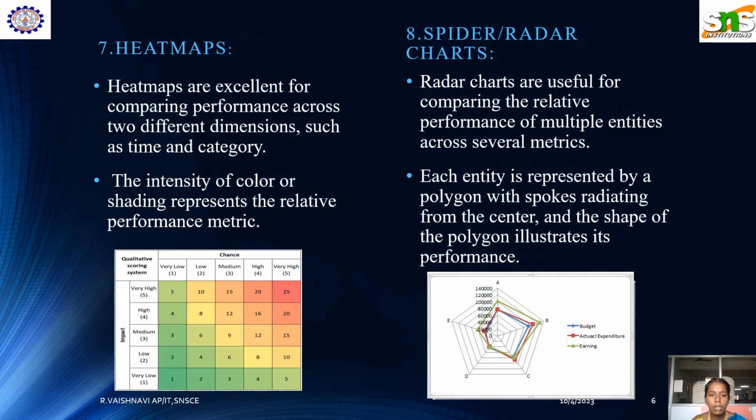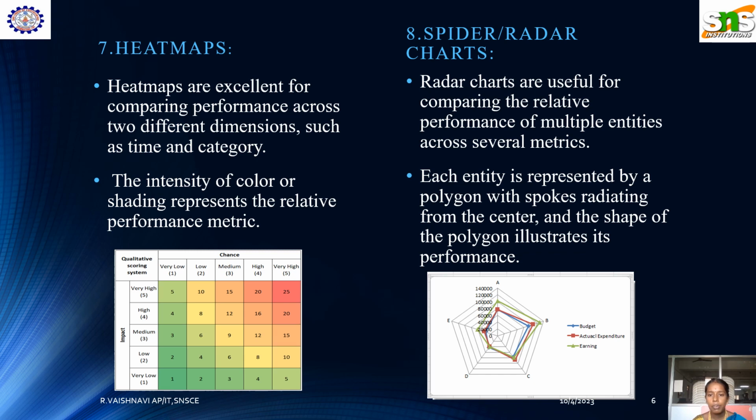Next one, seventh one is the heat maps. Heat maps are excellent for comparing the performances across two different dimensions, such as time and category. The intensity of the color or shading represents the relative performance metric. Here we have the example for the heat maps. Next one is the spider radar chart.